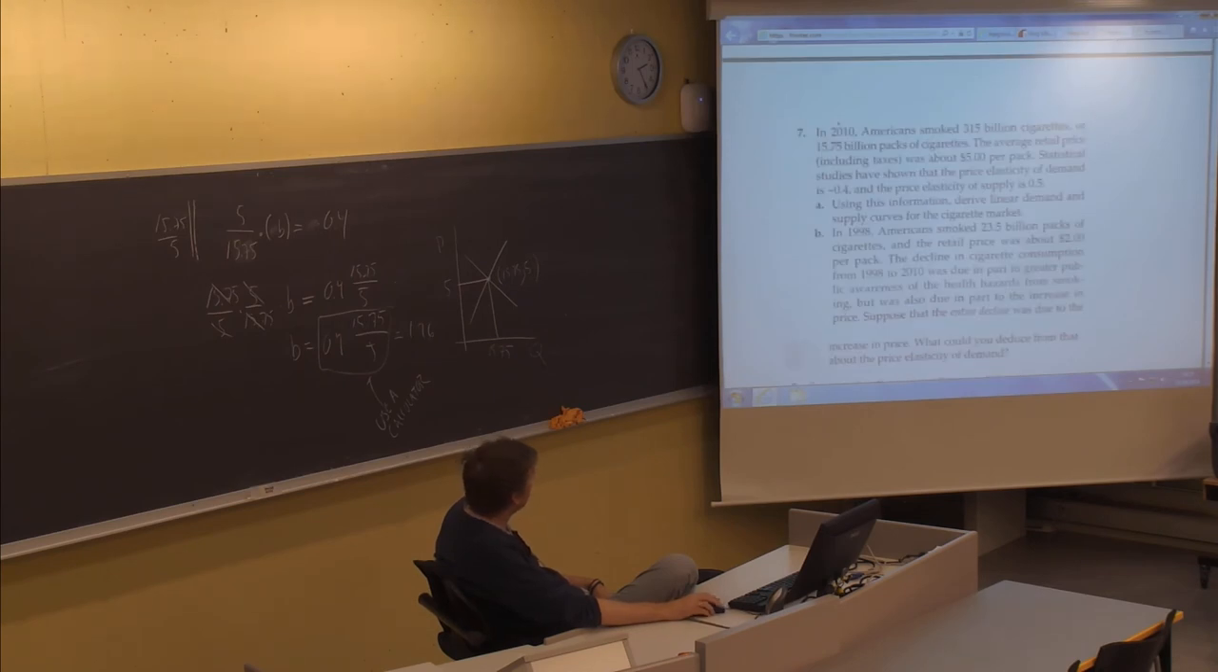Now we finished A, okay, B. In 1998, what does this mean? In 1998, Americans smoked 23.5 billion packs of cigarettes. So now we're moving to a different year, aren't we? We're moving back in time now. From 2010, then we move 10 plus 2 years back, 12 years back to 1998.